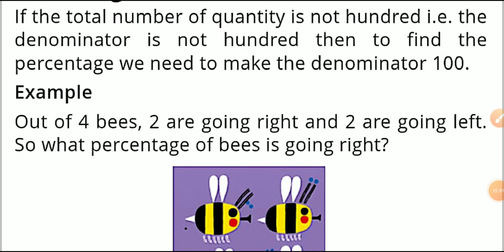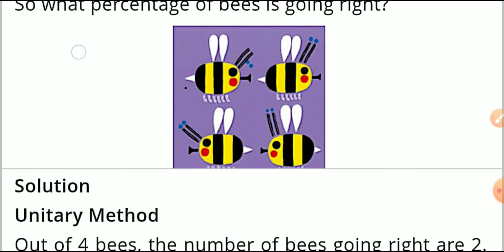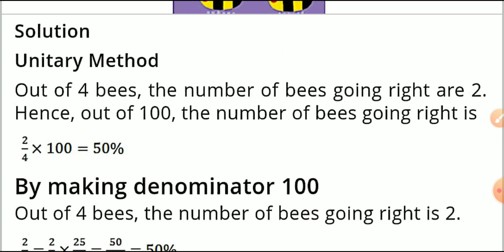So here we can see that there are two bees going to the right and two going to the left. So how will I calculate the percentage? 2 upon 4 multiply by 100. Okay, so you will get the answer 50%.